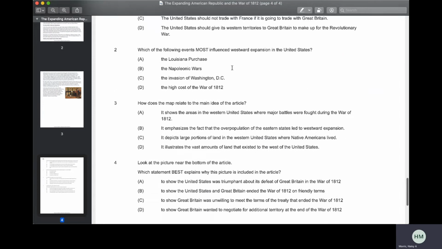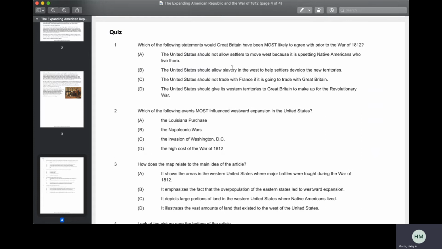And so these questions are actually the questions that are on your exit ticket. If you go through these questions, you'll see that it is the exit ticket. And so the first one asks, which of the following statements would Great Britain have been most likely to agree with prior to the War of 1812?